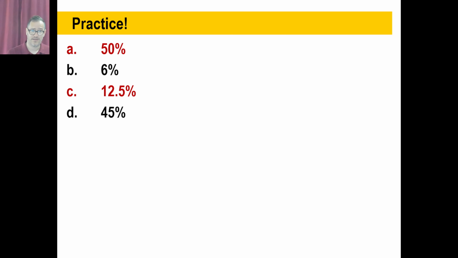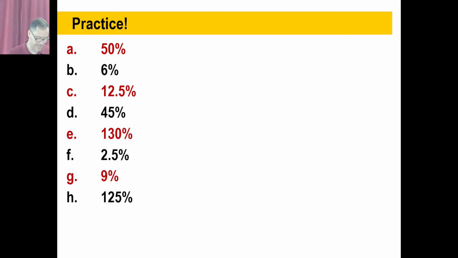E, 130%. F, 2.5%. All right. G, 9%. H, 125%. All right. I, 62.5%. J, there's where we're getting into fractions. Okay. So 2/3 times 100. You should have got 200 divided by 3. If you do the long division, that is 66 and 2/3%.